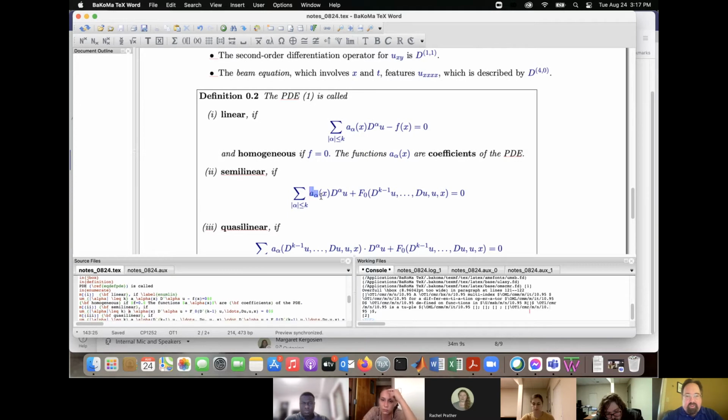So here, this first part is the same as the first part of the linear PDE, coefficients depending only on x. But now we have this term here. You think of it as like a source term that depends not just on x, but also u and its derivatives up to order k minus 1. So we can have derivatives of up to order k in this part, but the source term cannot have derivatives that are that high.